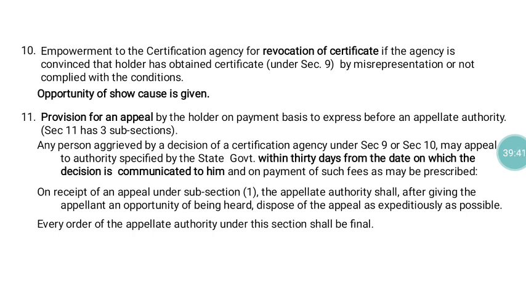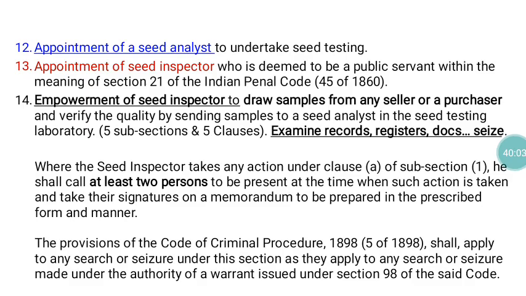Show cause is given, so that before revocation of the certificate, the seed inspector or seed certification officials have to give a warning. If you are doing this kind of work and we are receiving a complaint, we have to give some notice. If that person makes the same mistake again, at that time you can go for revocation of the certificate. That is section number 10.